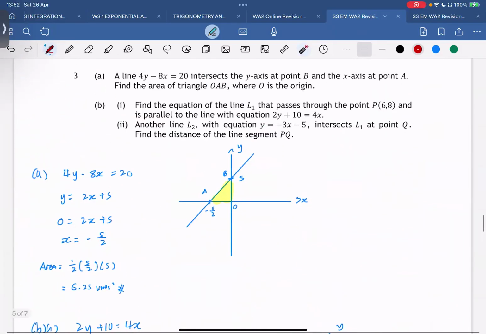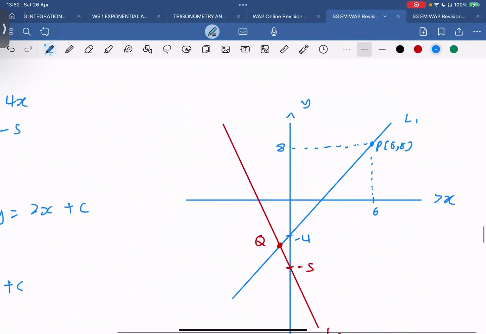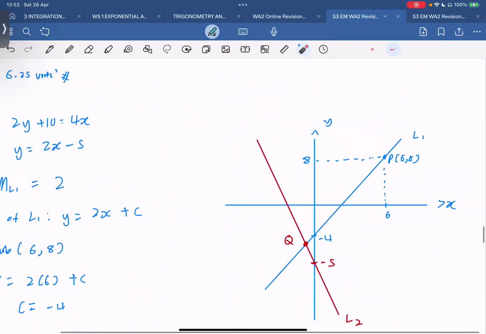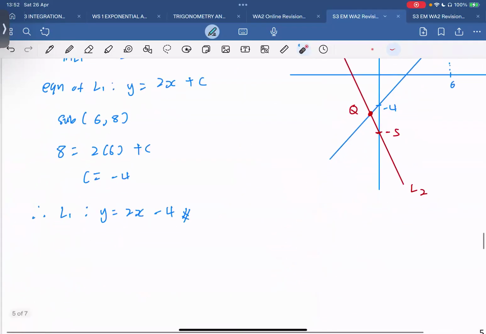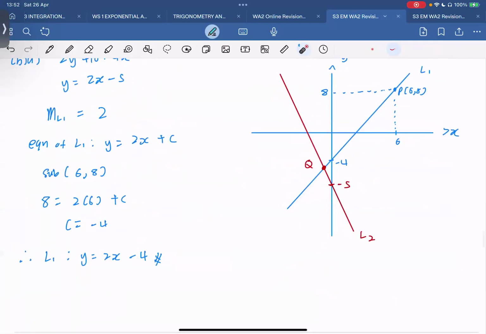Okay, and we know that P lies on L1. So P will be somewhere around here, right? P is 6, comma 8. Okay, this is 6 and this is 8. So we need to find distance PQ. In order to do that, we have to get the coordinates of Q. So to get the coordinates of Q, I can equate line L2 and L1 together.